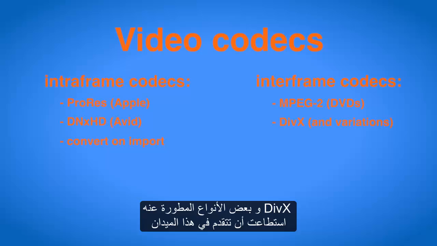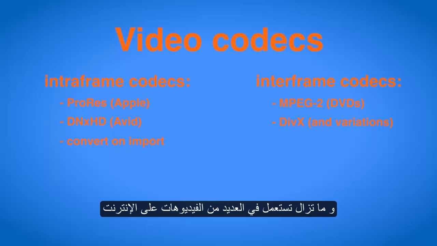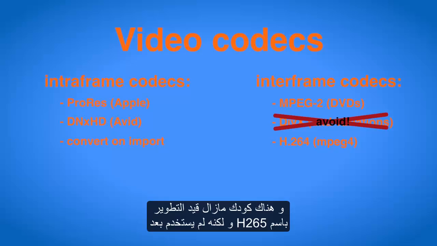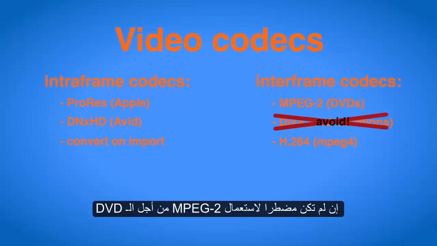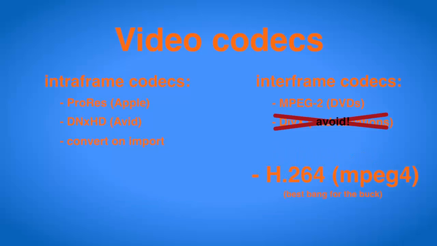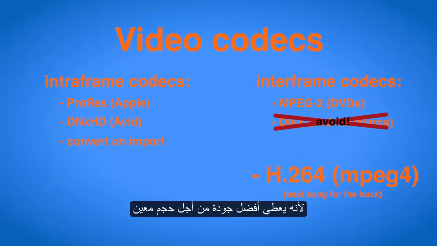DivX and slight variations of it advanced further in the field and are still used in many a downloaded video. The newest iteration of this trend, however, is H.264, sometimes referred to as MPEG-4, and DivX has no advantage over this codec, so it should be avoided wherever possible. There is already a successor on the way by the name H.265, but it is not here yet. So unless you have to deliver MPEG-2 for DVD, the best codec to distribute in currently is H.264, since for a given file size it provides the best quality.